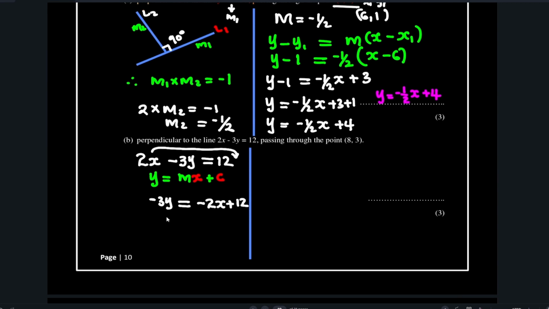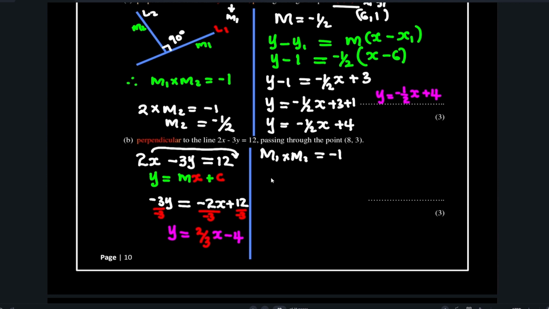Next, we're going to divide all through by -3, and then this will be y equals positive 2 over 3x minus 4. Now, this is the equation that was given. So the gradient of this line is 2 over 3.